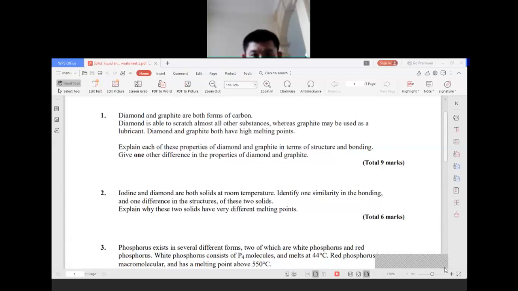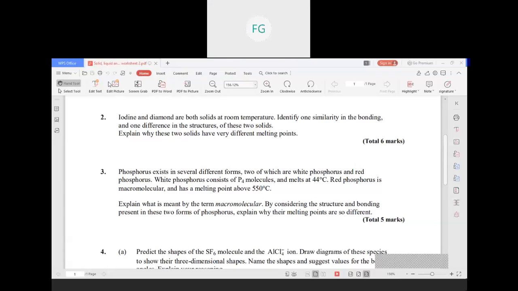And then next number, there is white phosphorus and red phosphorus. White phosphorus and red phosphorus came from the same element, phosphorus. So red and white are called allotropes of phosphorus. We know that white phosphorus has a low melting point, which makes it a simple molecular structure, while red phosphorus has a giant molecular structure.